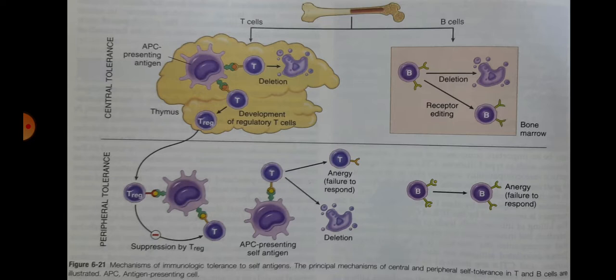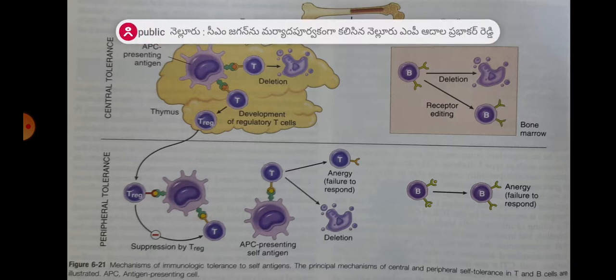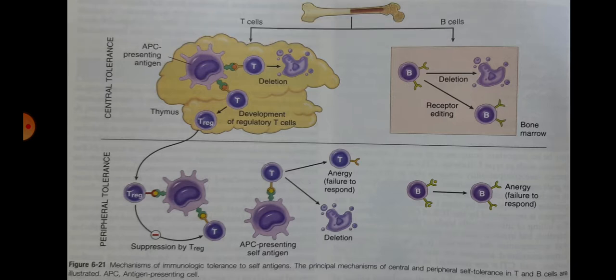B lymphocytes also express inhibitory receptors that may play a role in limiting their activation and preventing responses to self-antigens.